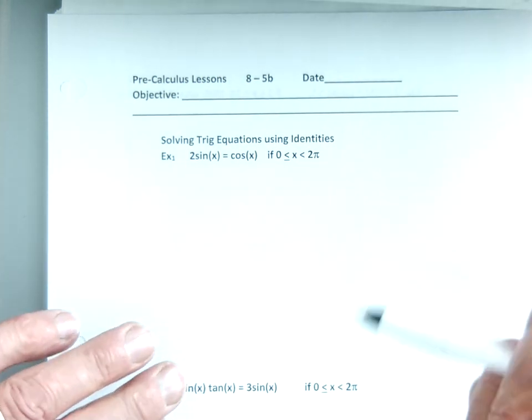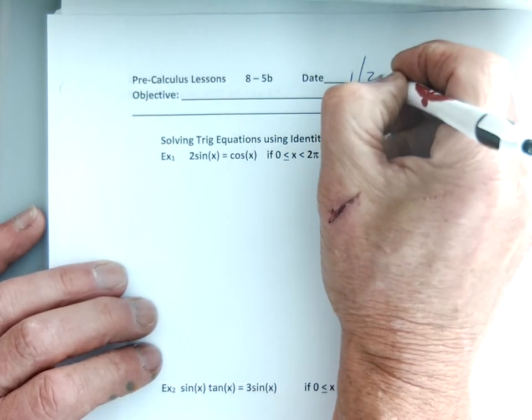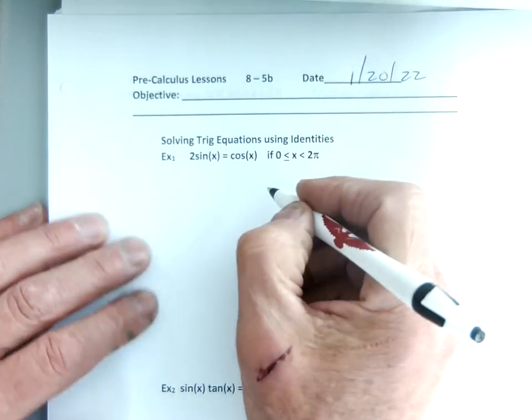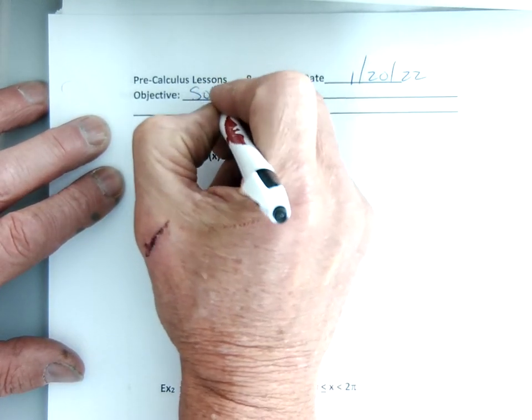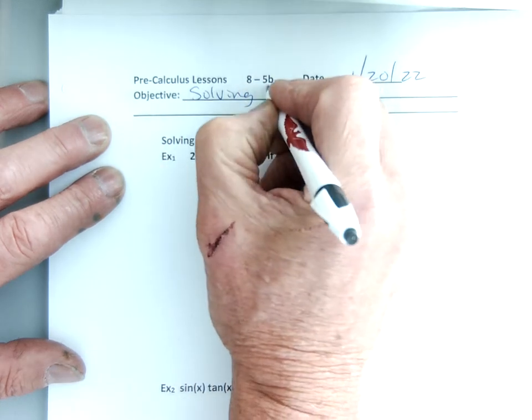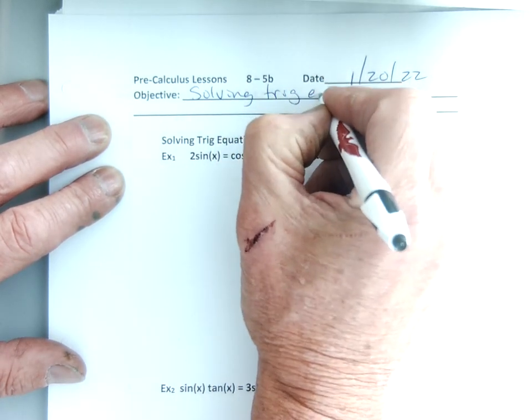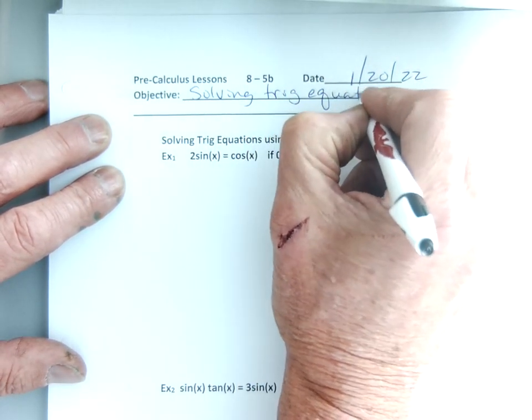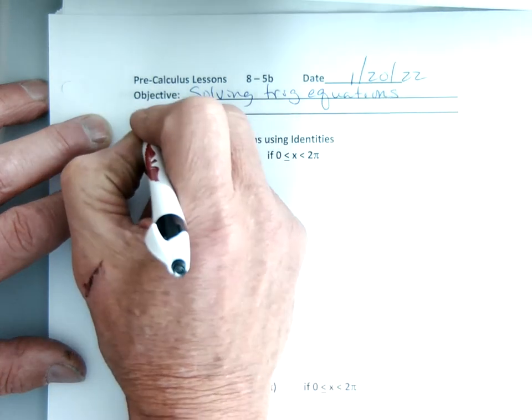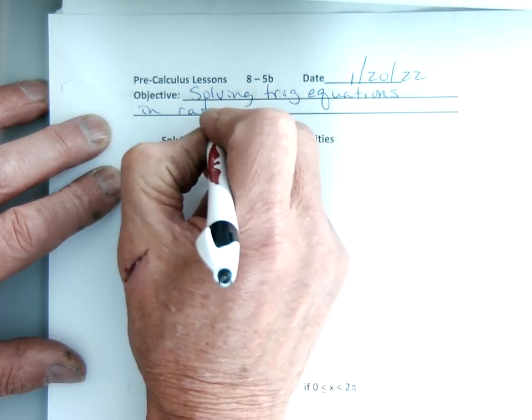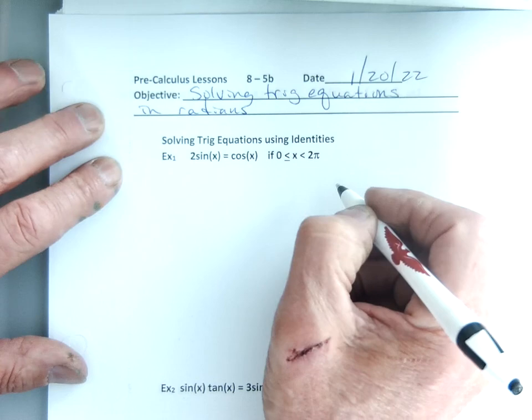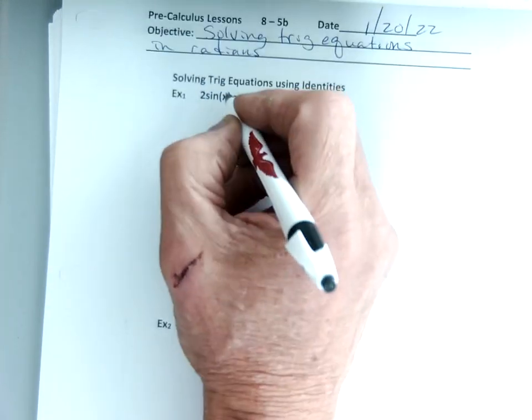Live. Okay, so 1, 20, 22. So we're going to be solving trig equations in radians today, okay? And these are going to take some tricks.